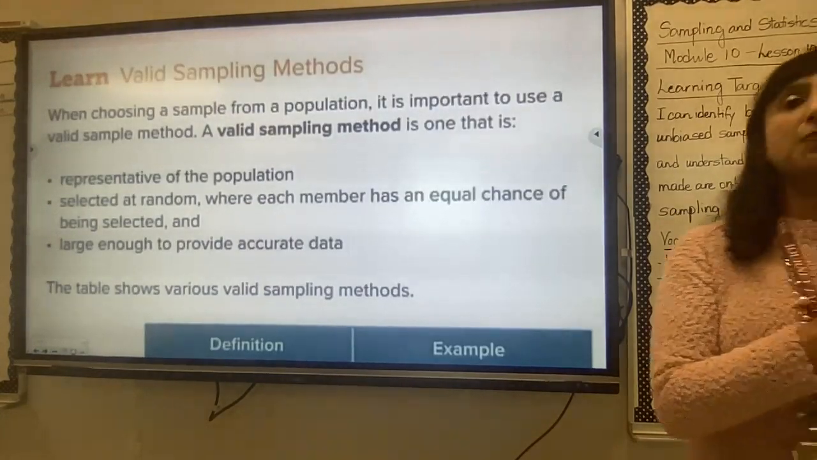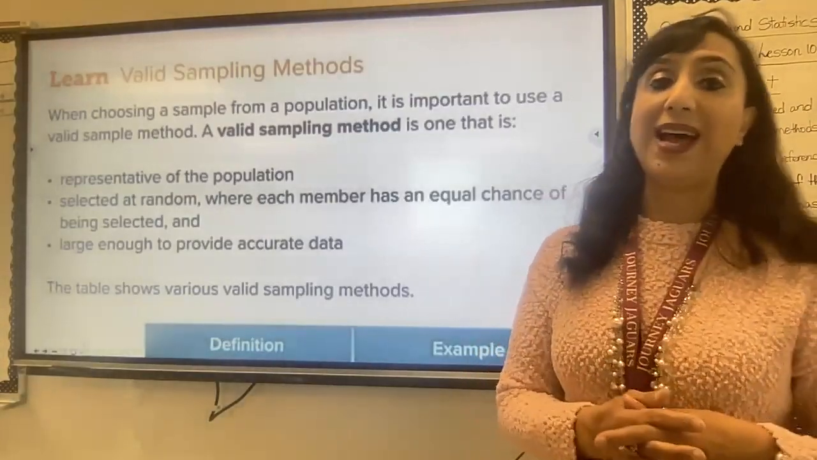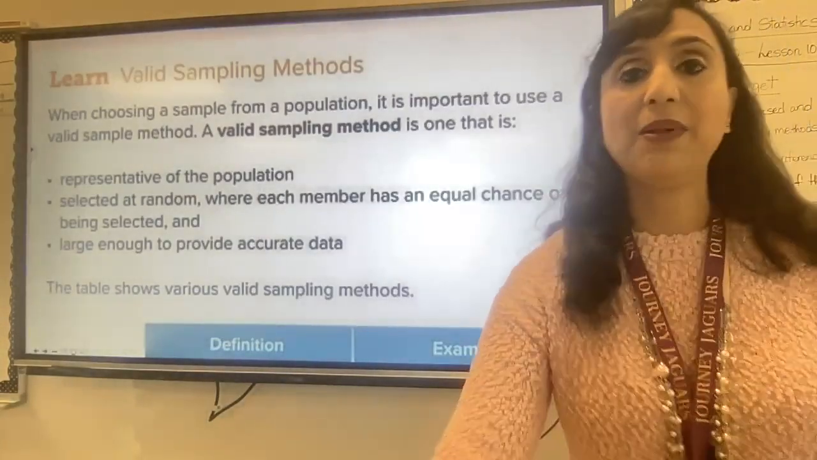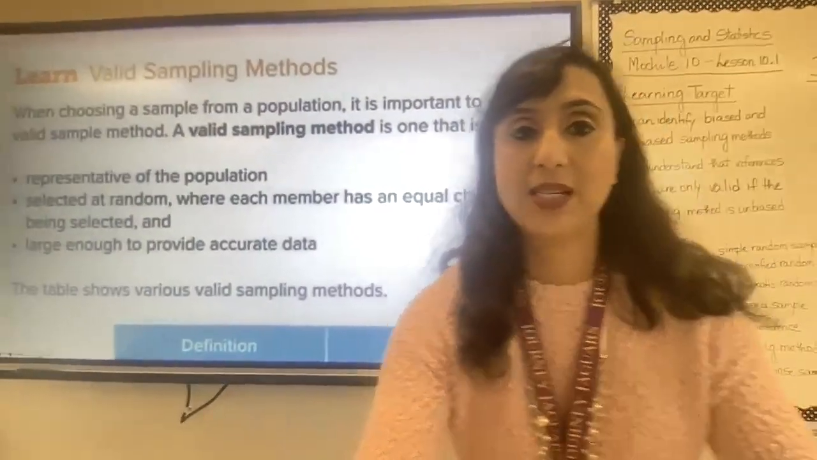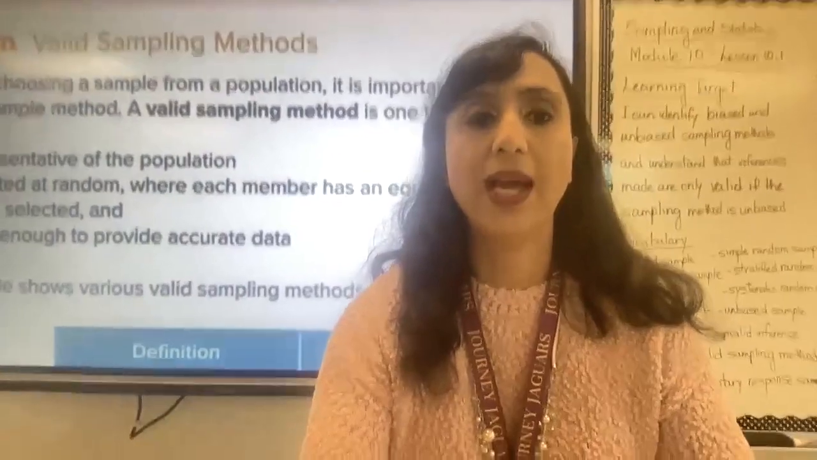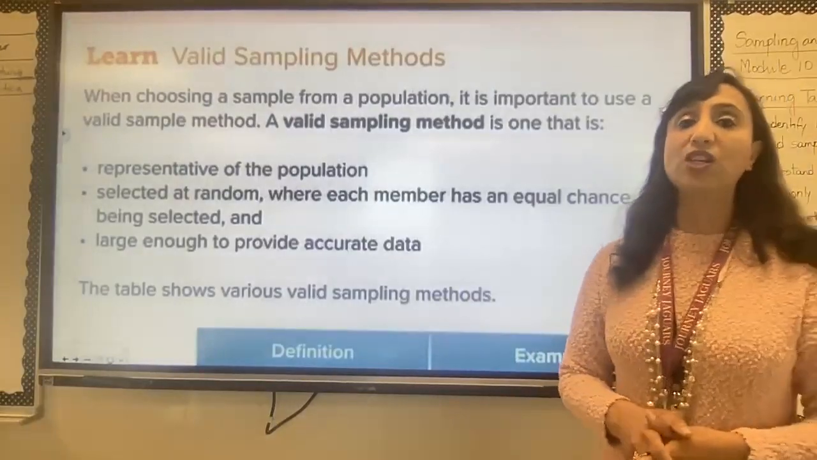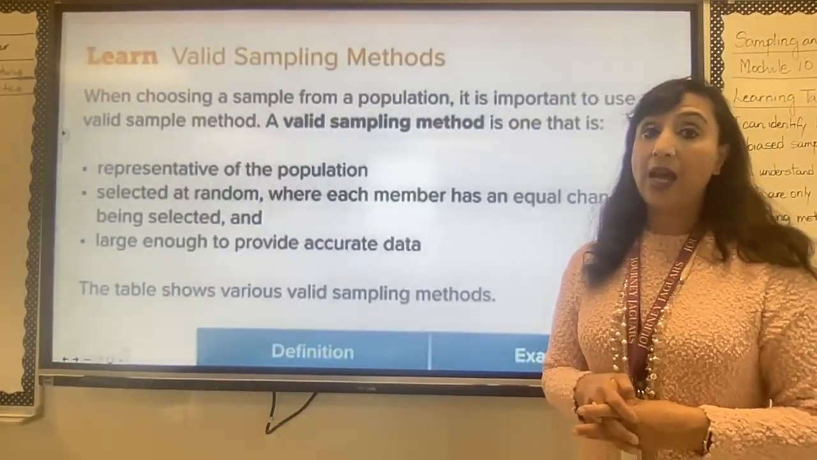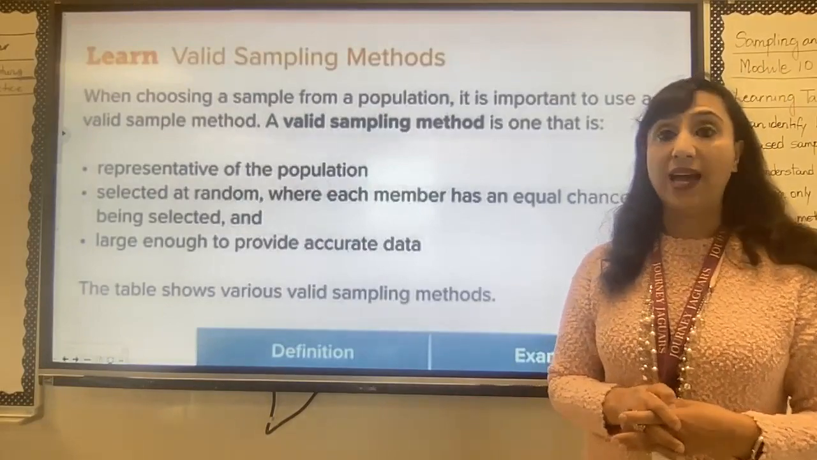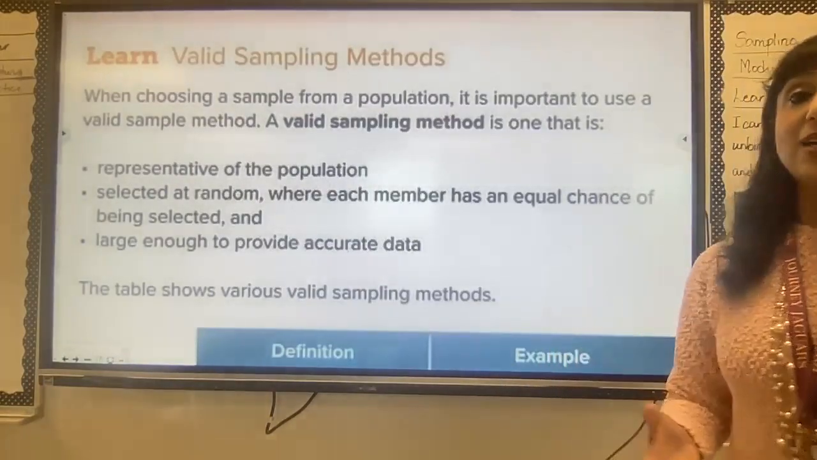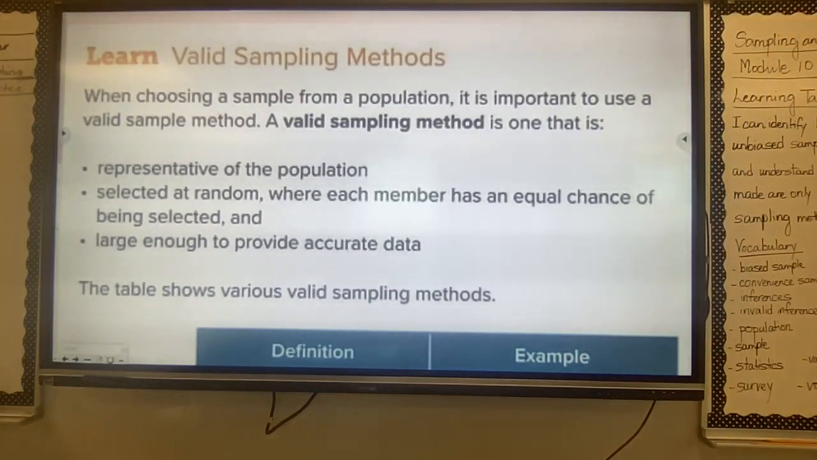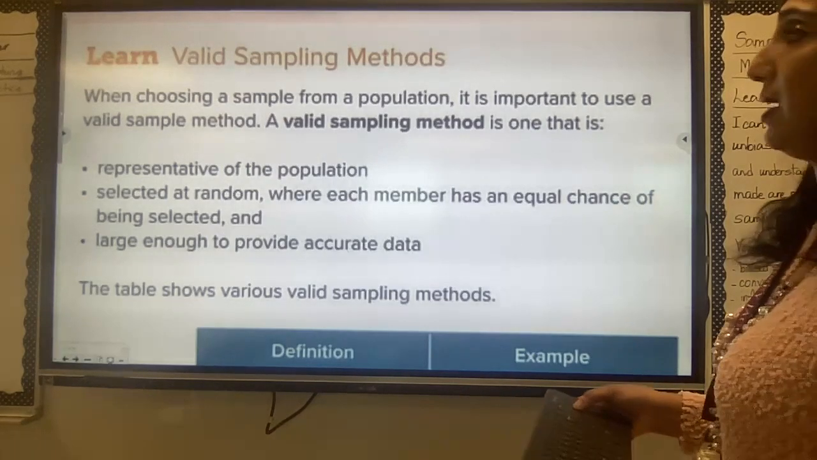When choosing a sample from a population, it is important to use a valid sample method. And a valid sample method is one that is representative of the population. Okay, it is selected at random where each member has an equal chance of being selected, and it is large enough to provide accurate data. So that is what signifies a valid sampling method. Okay, so let me give you some examples of the simple or stratified or systematic random sample. So let's look at some examples of that.